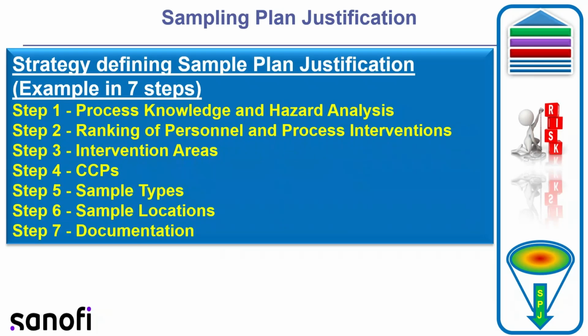I give you now an example of a strategy defining sample plan justification in 7 steps: step 1, process knowledge and hazard analysis; step 2, ranking of personnel and process intervention; step 3, intervention areas; step 4, critical control points or critical sample points; step 5, sample types; step 6, sample location; and step 7, documentation.